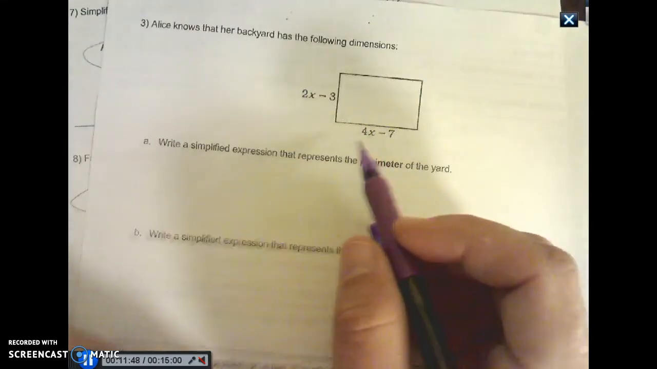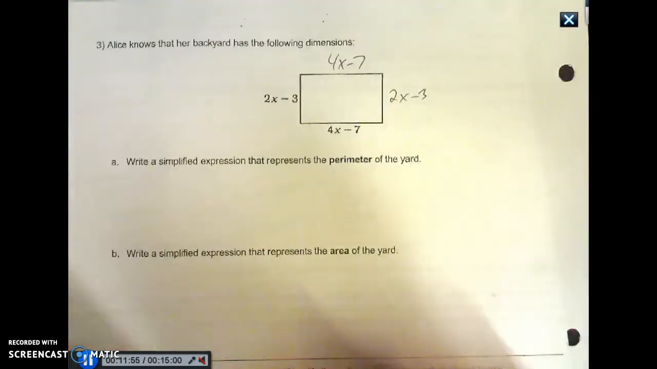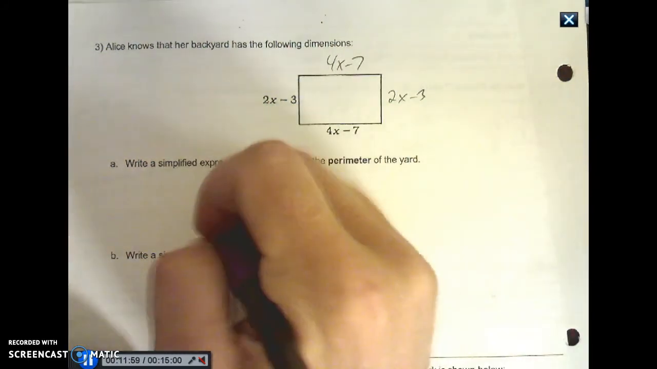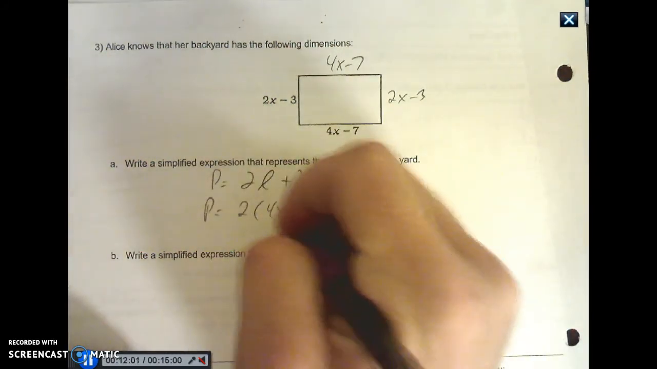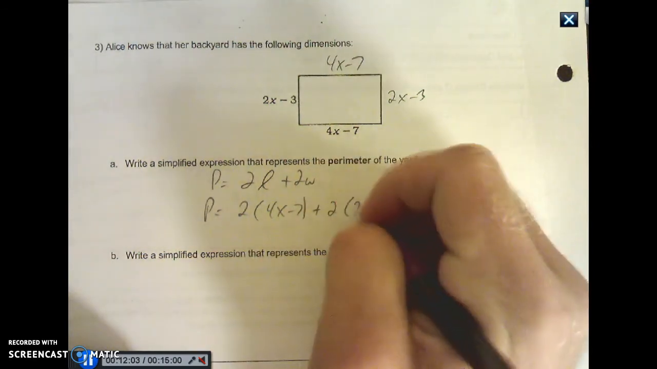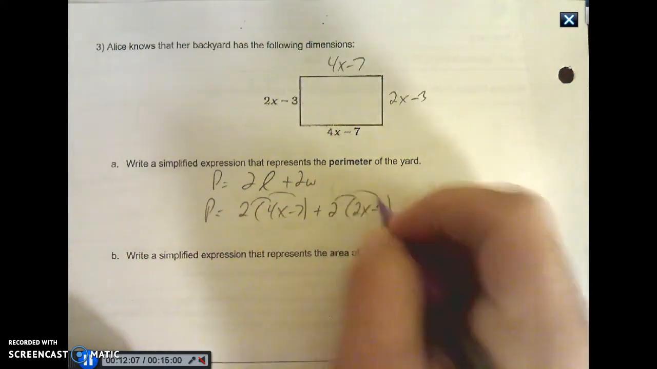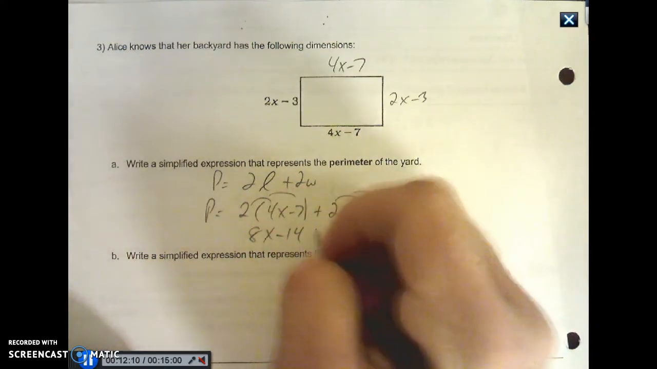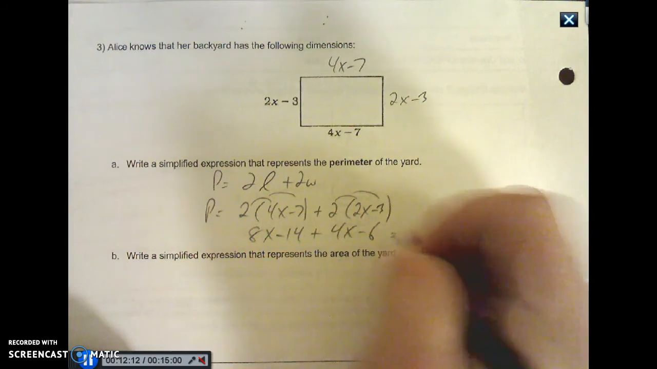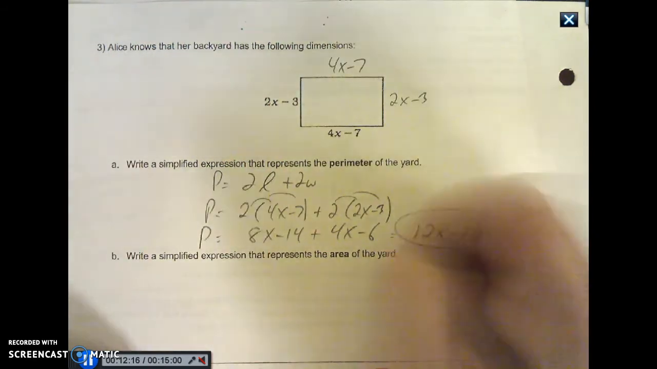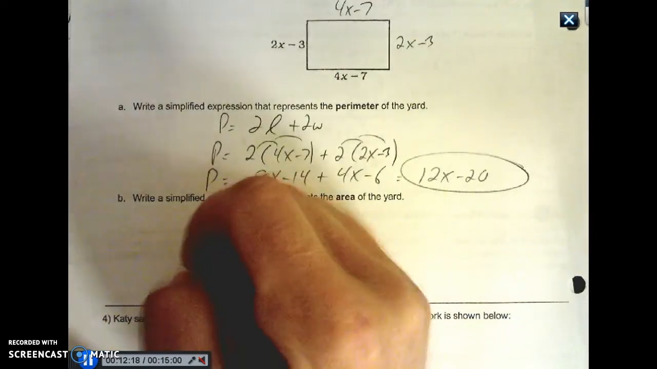Okay, perimeter, 2x minus 3, 4x minus 7. This one's not bad. If this is 2x minus 3, so is this. If that's 4x minus 7, so is that. Perimeter is 2 times length plus 2 times w. So I'm doing 2 times my 4x minus 7 plus 2 times my 2x minus 3. So I'm going to distribute 8x minus 14 plus 4x minus 6. Combine like terms, 12x minus 20.